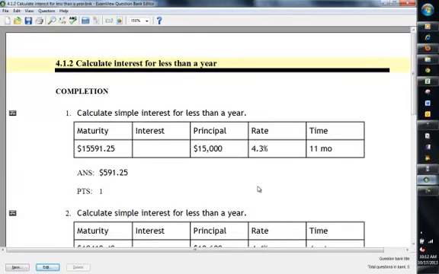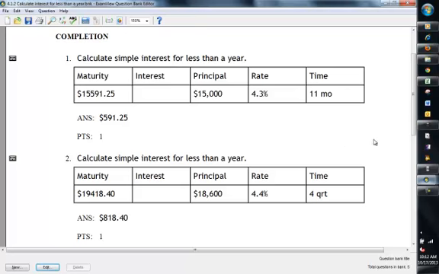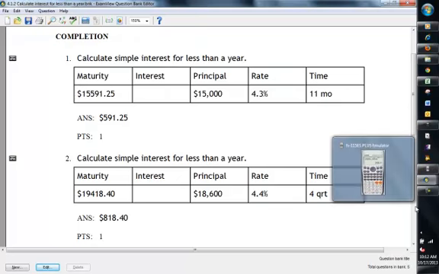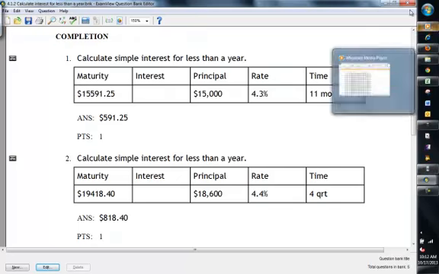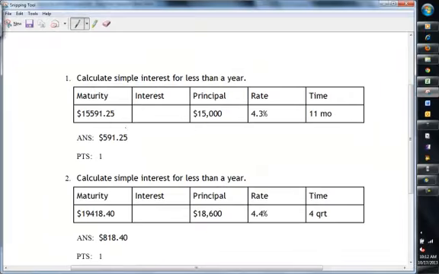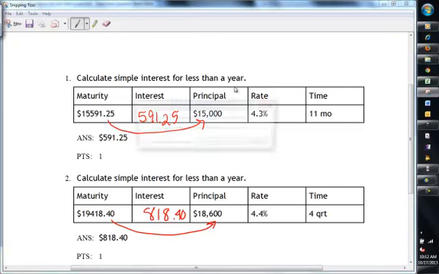Then 4.1.2, if it's less than a year, you still use the simple interest formula. So we would take, well, this one is pretty easy because it's just one of those maturity value problems again. So we would take 15,591.25, subtract 15,000, and we get $591.25. Same thing here, do the subtraction there, and we get $818.40. So those two are pretty easy. Let's look at the next one.